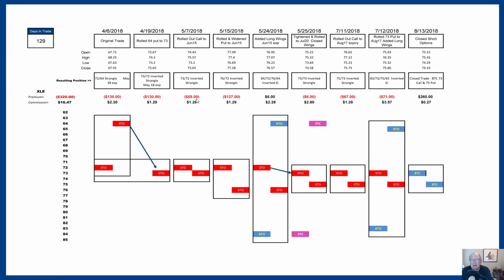8 days later, on May the 15th, I had to get even more aggressive. Price continued to go up, as you can see represented here in the prices, up another couple of bucks. So what I did on May the 15th, I rolled the 73 short put up to the 76 short put. So now I've got a $4 wide inverted strangle, but for that roll and for taking on that additional risk, I collected $127 in premium.